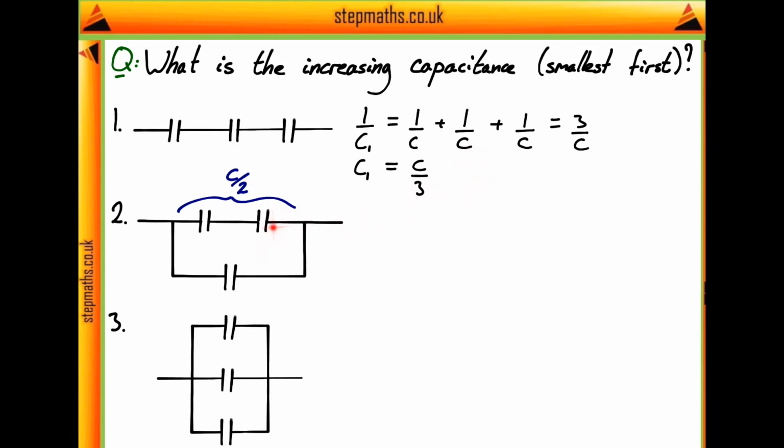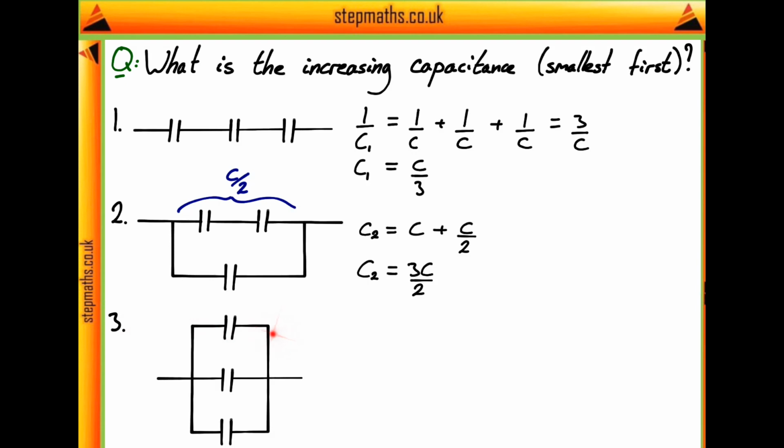Then, with two different sections in parallel, all we have to do is the opposite of what we do with resistors. Since with resistors we'd normally add the reciprocals, we just add the two capacitances together. So we have the capacitance of this, C, plus the capacitance of this section, C over 2, giving us a total capacitance for configuration 2 of 3C over 2.